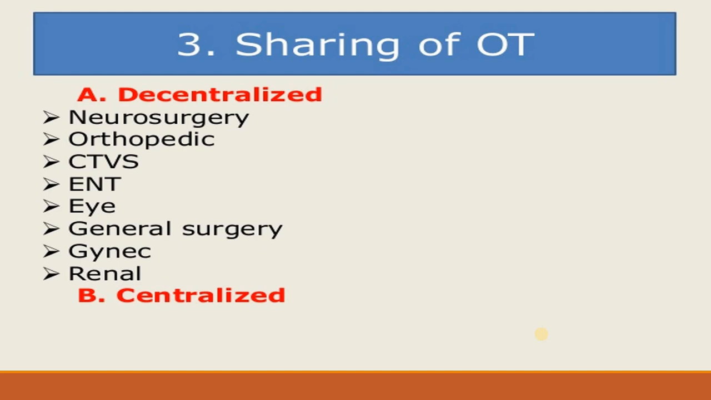Next one, we will discuss centralized. What is the meaning of centralized? There is only one OT complex in the entire hospital in one location. Got it? That is what centralized means. There is only one OT complex in the entire hospital in one location, shared by the different surgical specialties.